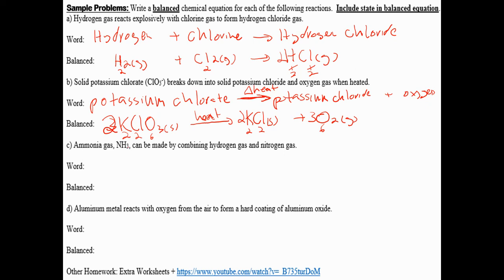Let's do this example here. Ammonia gas can be made by combining hydrogen gas and nitrogen gas. So be careful here. We wrote the product first, but the way this is worded, this is the product, right? We're making ammonia from hydrogen and nitrogen. So hydrogen plus nitrogen can be combined to produce ammonia.